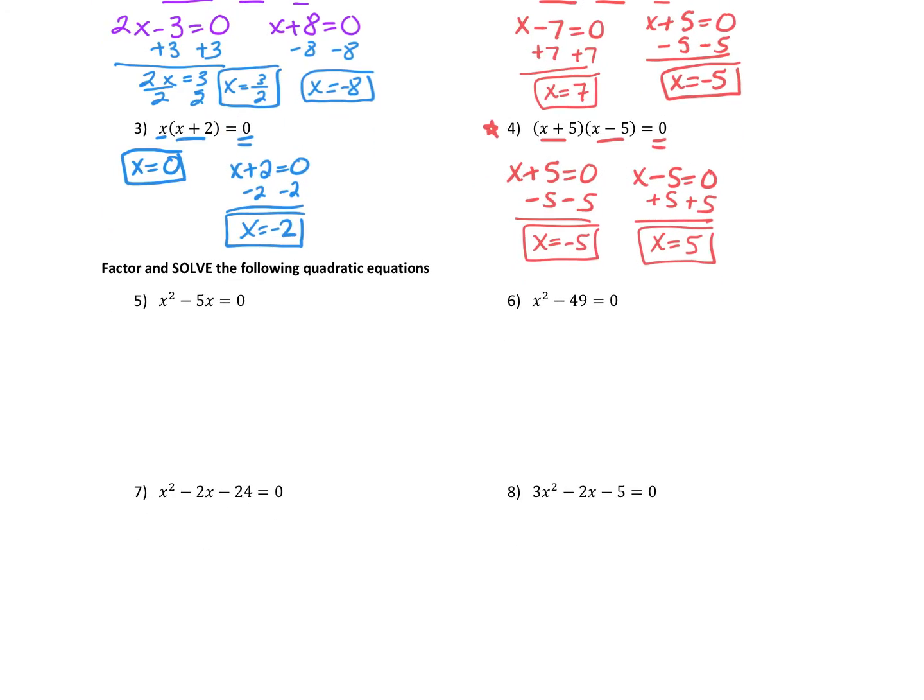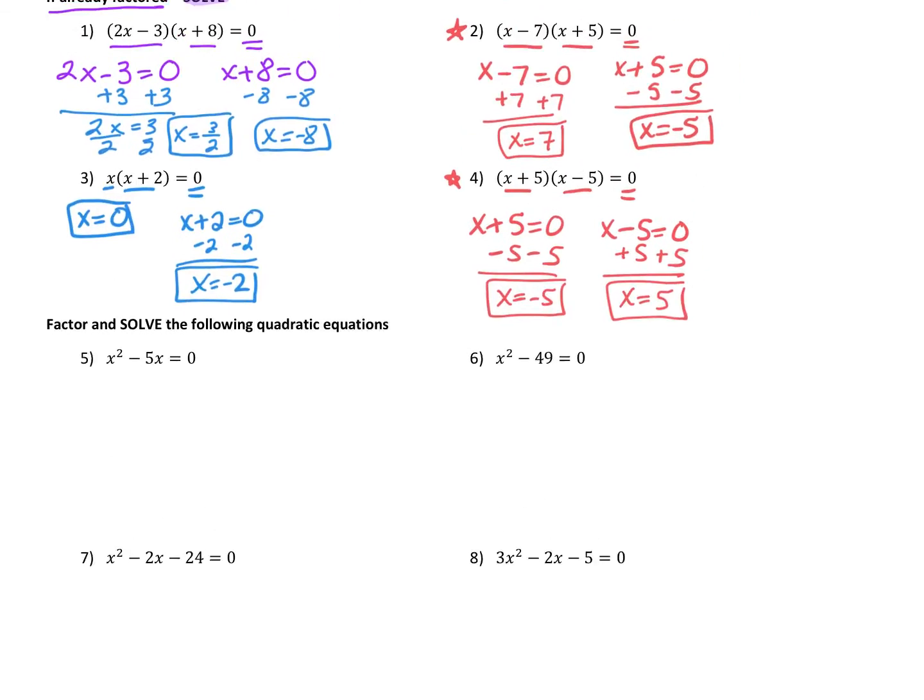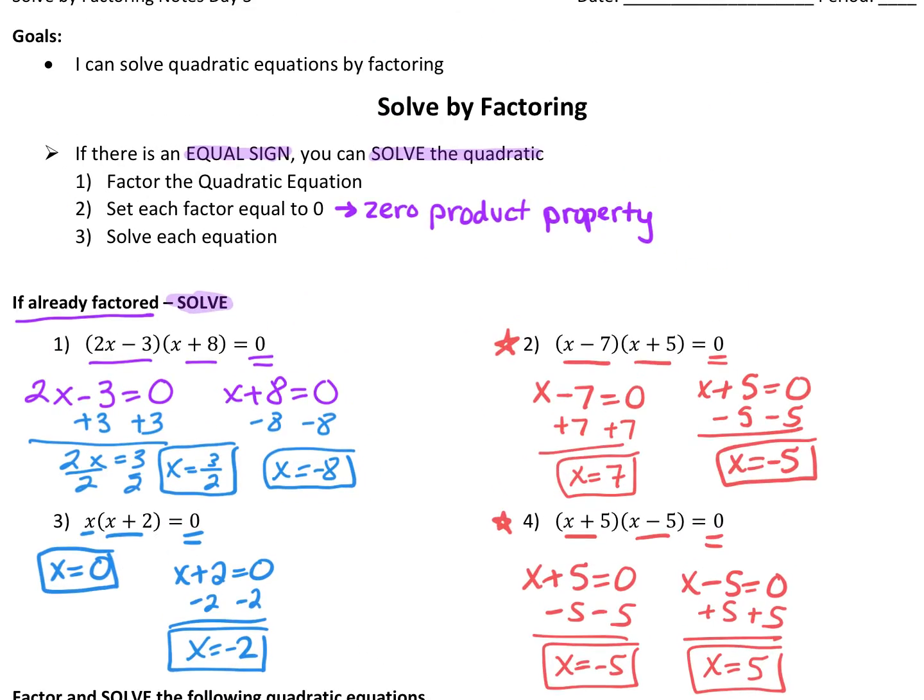Now let's factor and solve. So now we're going to follow all 3 steps. So let's review. First we're going to factor each quadratic equation. Then we're going to set each factor equal to 0 with that zero product property. And then we're going to solve each equation.